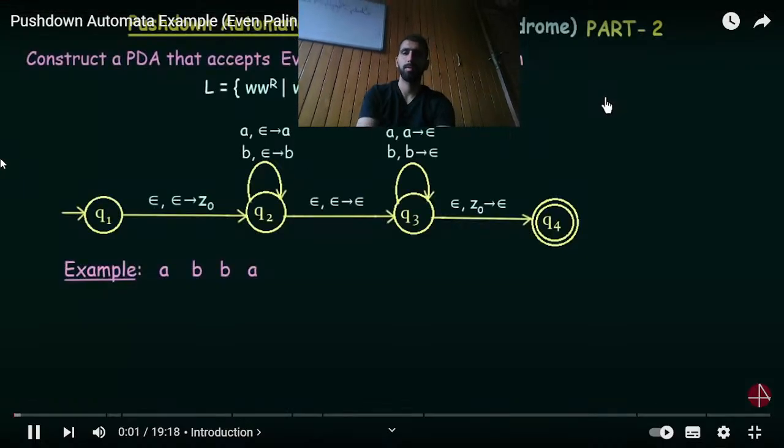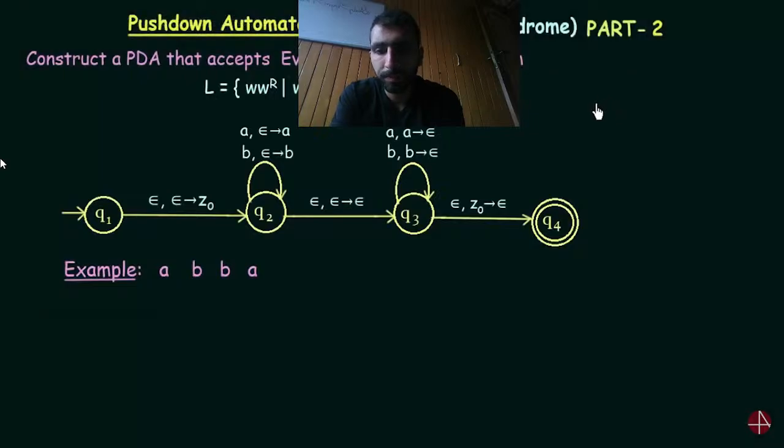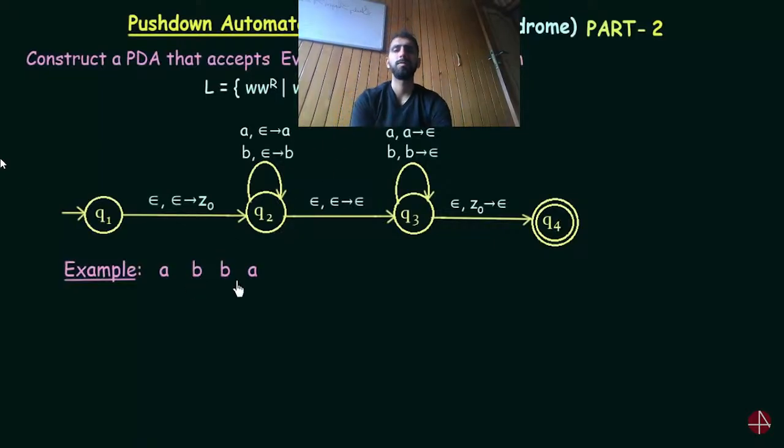in the last lecture, we saw an example where we designed a pushdown automata that accepts even palindromes over the symbols A and B. And we have also taken some examples, and we have seen how the pushdown automata actually works. If you have not watched that lecture, I request you to watch it first before you proceed with this one.